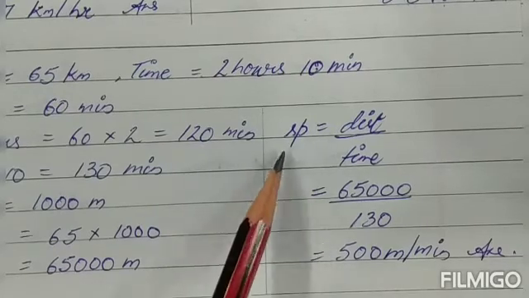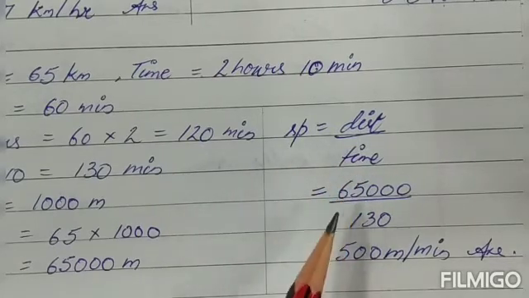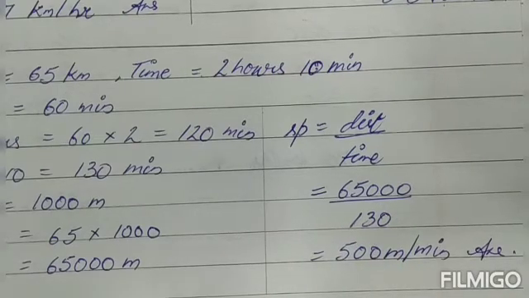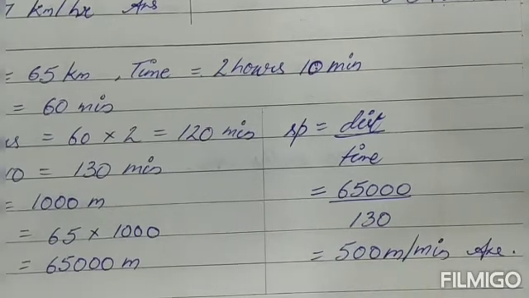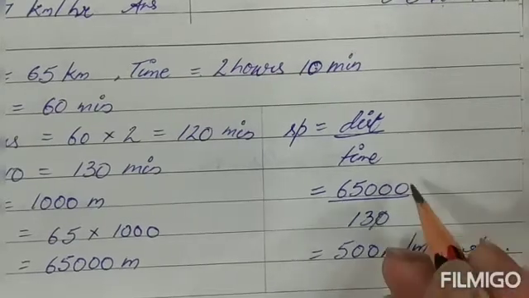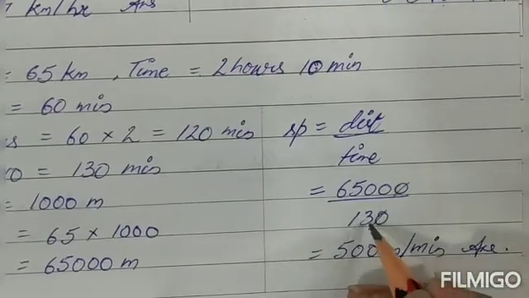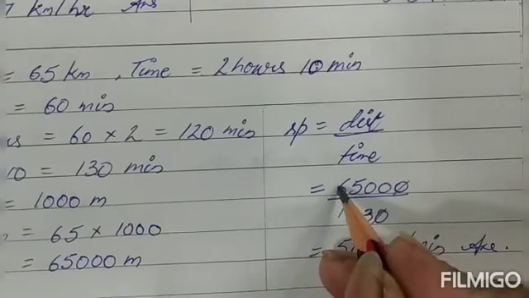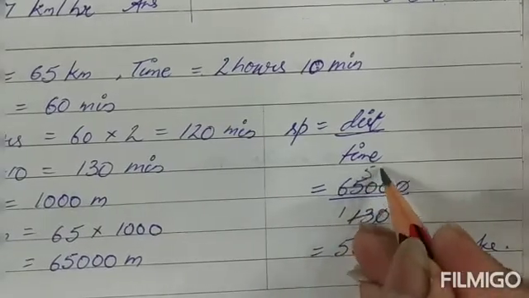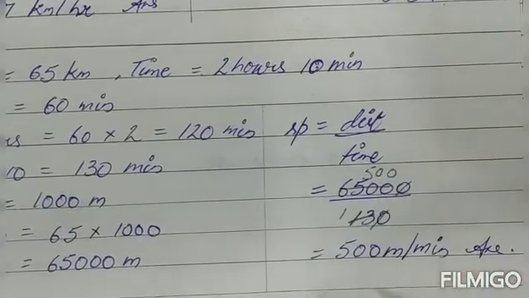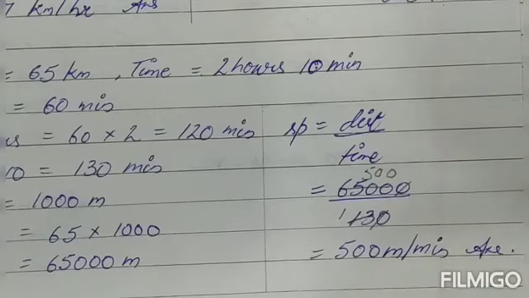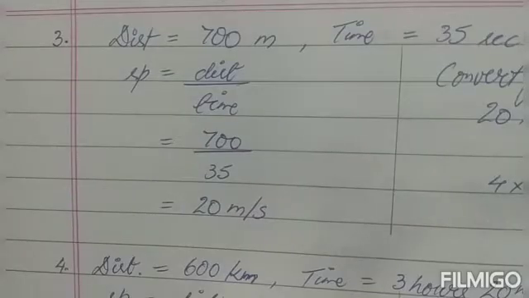So speed is equal to distance upon time. Distance 65,000 upon 130, and now you can reduce it, children. 0 will cancel a 0 over here, and with 13 you can divide. 13 ones are 13, and 13 fives are 65, and 2 zeros. So the speed is 500 meters per minute.